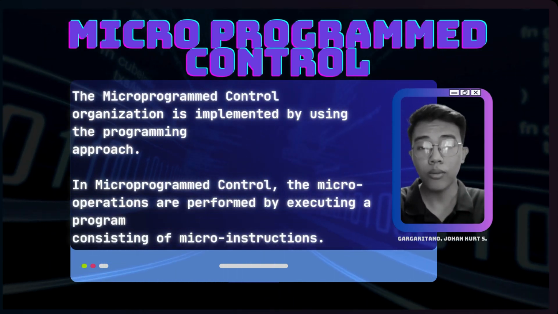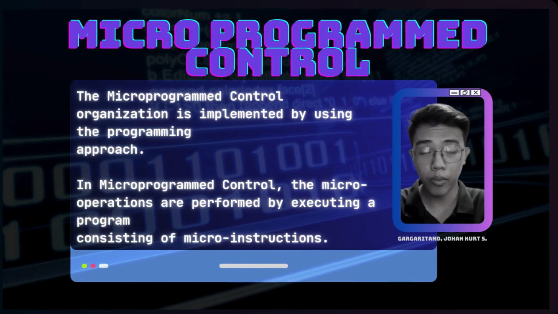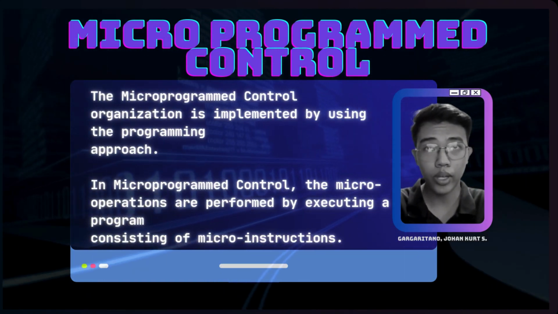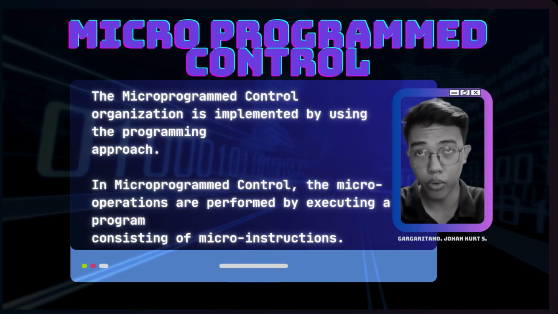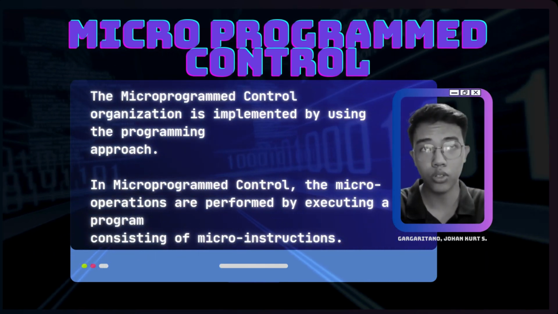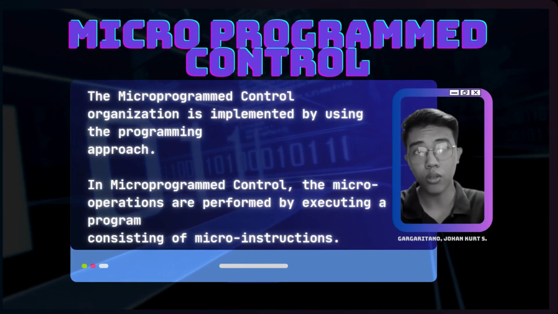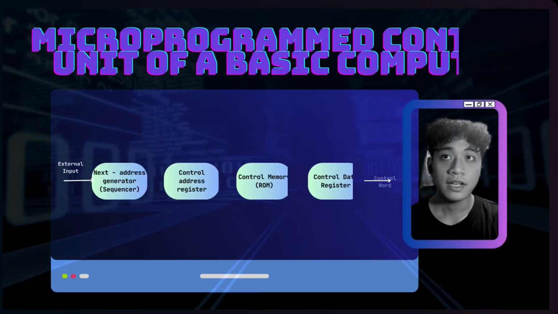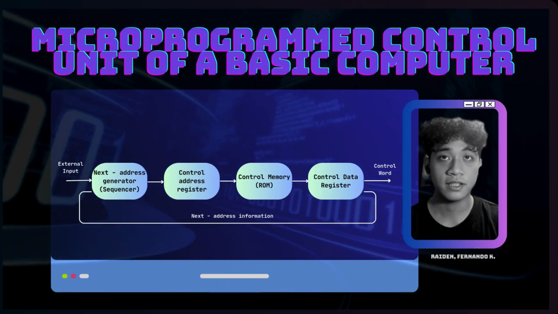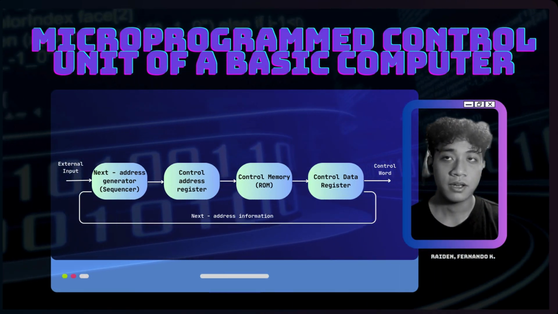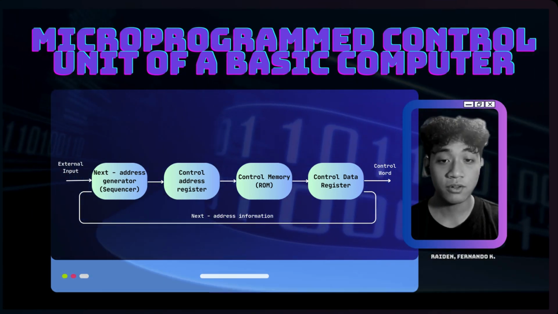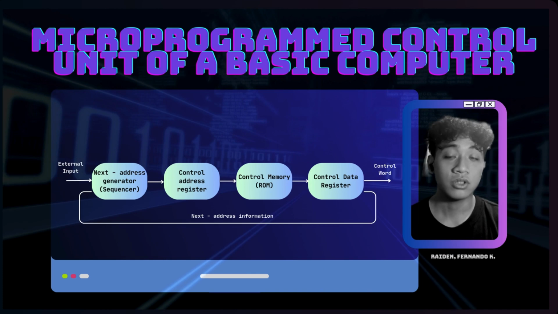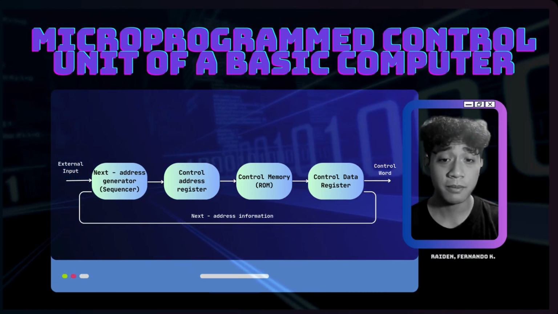Microprogrammed control. The microprogrammed control organization is implemented by using the programming approach. In microprogrammed control, the micro operations are performed by executing a program consisting of micro instructions, and the creation of a set of control signals is dependent on the execution of a micro instruction. The control address register specifies the address of the micro instruction. The control memory is assumed to be ROM, which stands for read-only memory, within which all control information is permanently stored. The control register holds the micro instruction fetched from the memory.